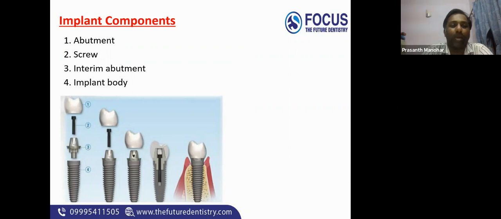Now, coming to the different components of implants. Basically, the implant will have an implant body that is placed into the bone. Then you have an abutment over which you will have the prosthesis. The abutment can be an interim or temporary abutment, or a permanent abutment. With the temporary abutment we give a temporary crown, whereas the permanent or definitive abutment is the one over which we will give a definitive crown or prosthesis.